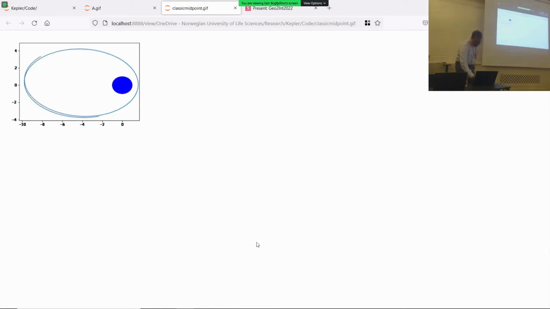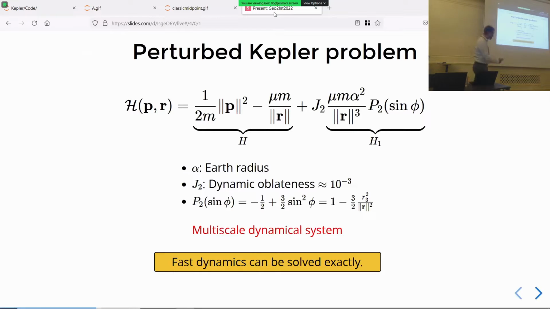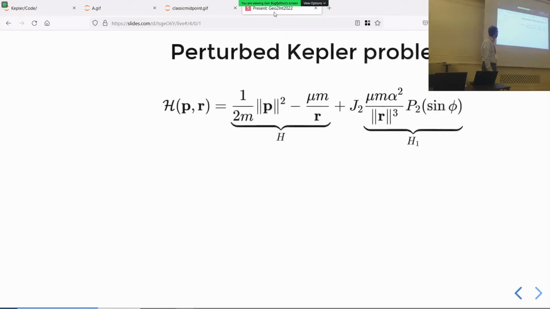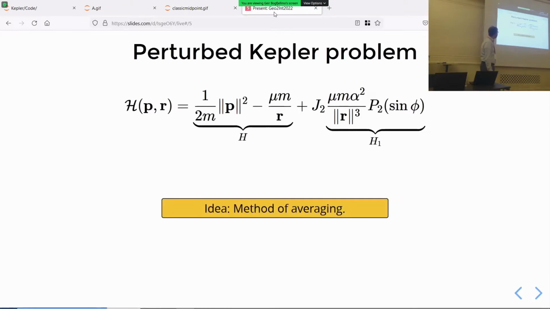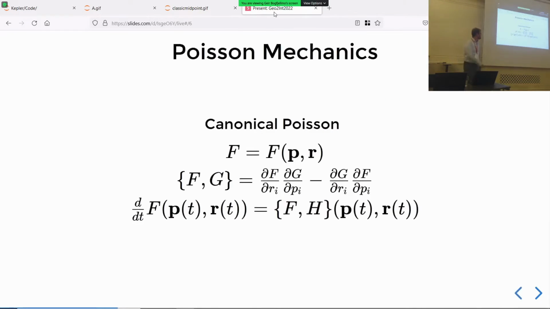Okay, let's go back. Right. And the idea here is that there are probably several ways you can do it. The idea I've been looking at is the method of averaging. And I think it's easiest to explain the method of averaging using the language of Poisson mechanics.